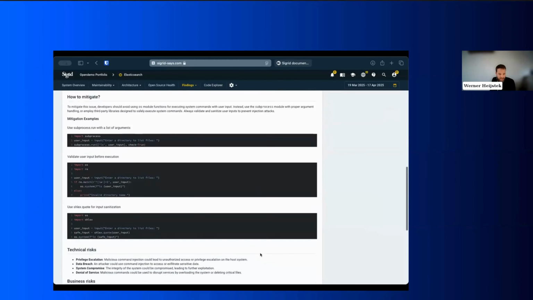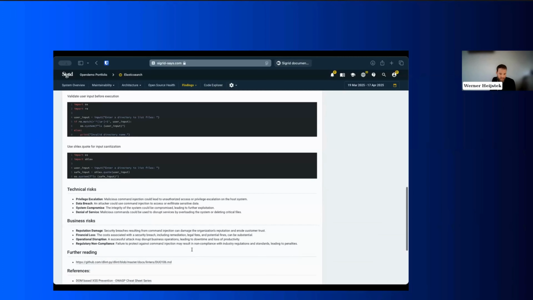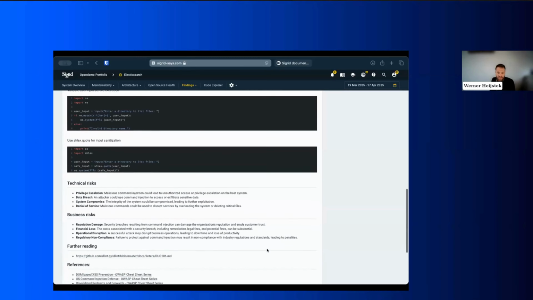It seems to be an input validation problem. So it really explains what the technical risks are, gives me examples here, and also explains what the business implications are when this is being abused. So what are the potential implications?